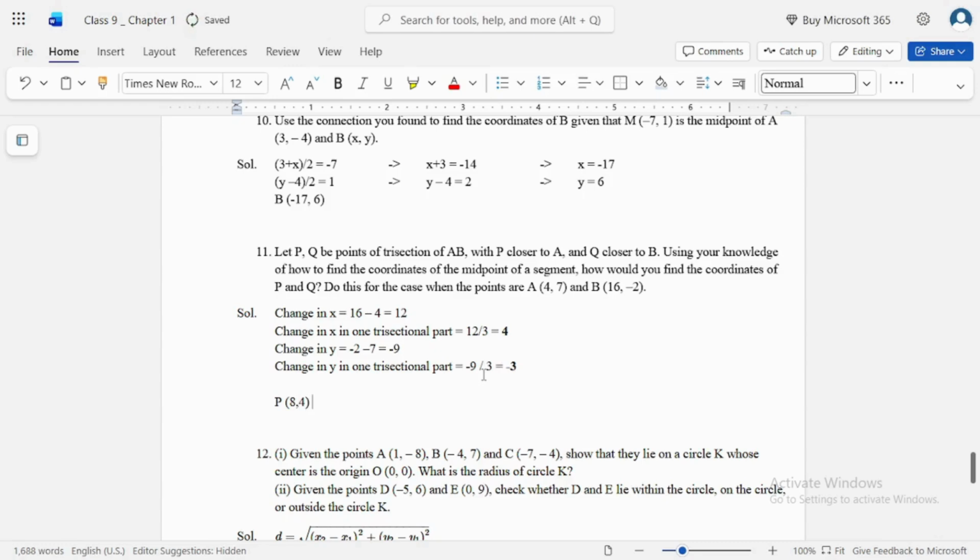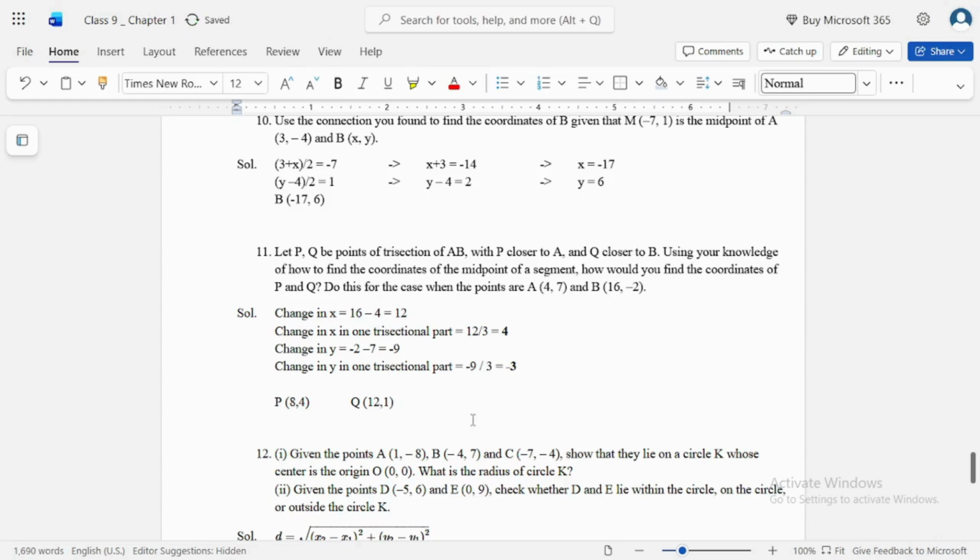Okay, similarly the next point will be Q, and its previous point is P, right? So we have to add 4 to its previous point, which is point P. So 8 plus 4, which is 12, and 4 minus 3, which is 1. Now just for testing purposes, I will again add 4 and -3 to point Q, and let's see if it is matching point B or not.